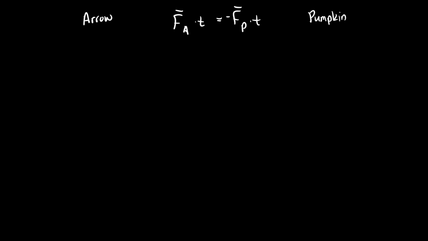If the impulse on the arrow is equal and opposite to the impulse on the pumpkin, then delta P for the arrow has to also be equal to minus delta P for the pumpkin. Now, this is only true if the pumpkin is free to move. If the pumpkin is experiencing other forces that hold it in place, this wouldn't be true. But we're talking about an object that is free to move.